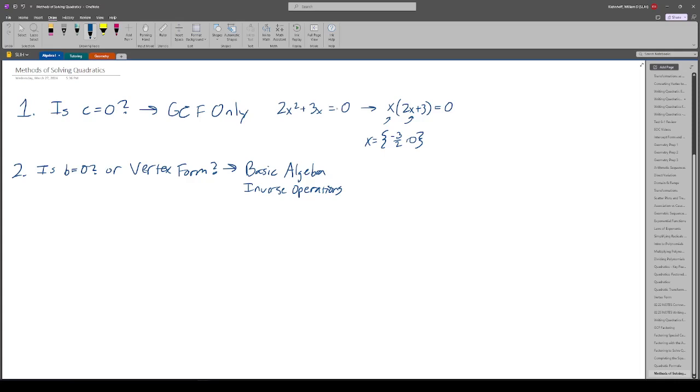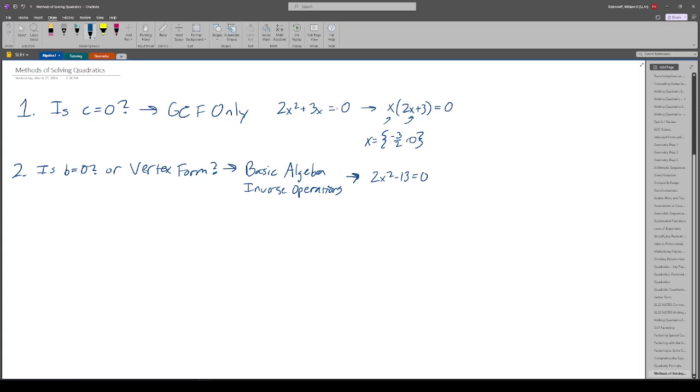that we could have solved the first day that we walked into Algebra 1. So an example of each of these, if b is equal to 0, this includes difference of squares as well, but let's say we had something like 2x squared minus 13 equals 0. So we have a and c, but b is equal to 0. So we would solve this by basic solving steps. So we would do just PEMDAS backwards.